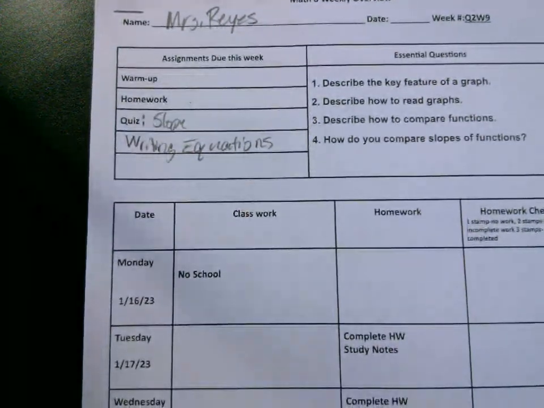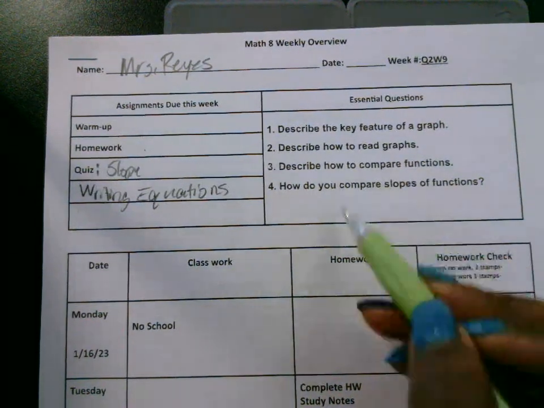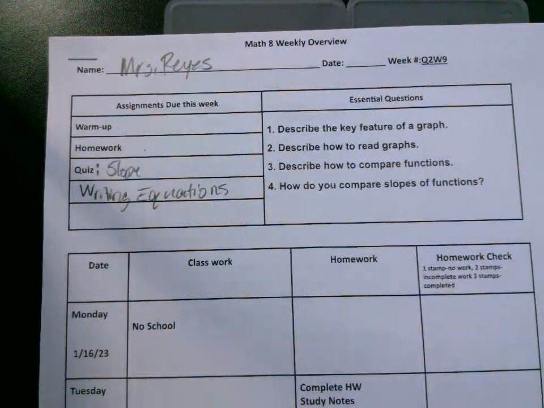The agenda is on the side board, but let me read the essential questions. We may not get to these, so I'm going to do the essential questions that are on the board. The first one is describe how to find slope. I'm covering that again from last week because we didn't do good on the quiz on Friday. And then writing equations is technically what we were supposed to do last week, but we didn't get to it. If we make up time, then we'll be able to do these items that we were supposed to do this week. If not, it's fine. We'll do it next week.